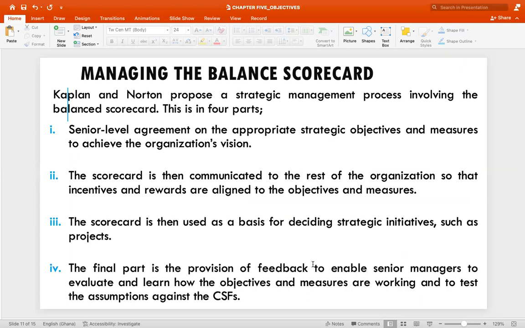Okay, so there's some advice here as to how to manage the balanced scorecard. So we are managing the balanced scorecard. Kaplan and Norton proposed a strategic management process involving the balanced scorecard. This is in 4 parts. So senior level agreement on the appropriate strategic objectives and measures to achieve the organization's vision. So at the first point, you need the senior level management to agree on the strategic objectives. And don't forget, these strategic objectives and measures should be connected to the vision of the organization.